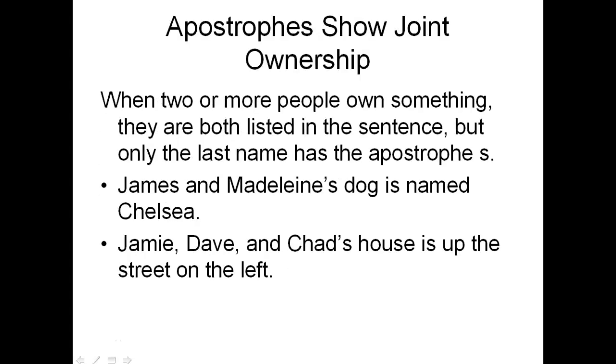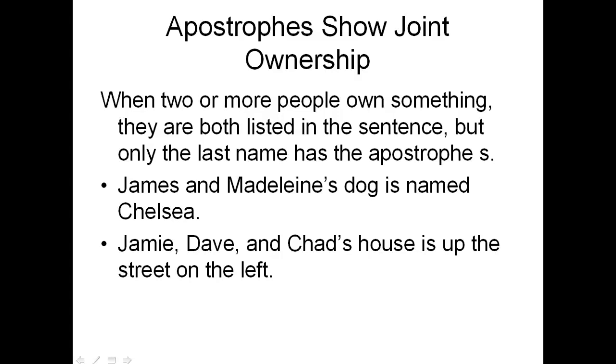Another thing that apostrophes can do is that they can show joint ownership. So this can really help us as writers be very specific about what it is that we're trying to describe in our writing so that our reader really understands us. So when you have two or more people own something, they are both listed in the sentence, but only the last name has the apostrophe S. And I don't mean their family name. I don't mean that kind of last name. I mean the last name that's listed in the sentence.